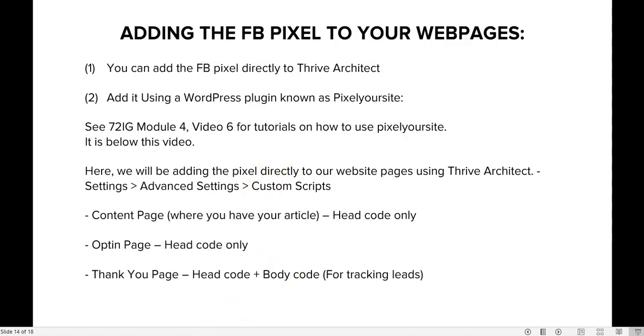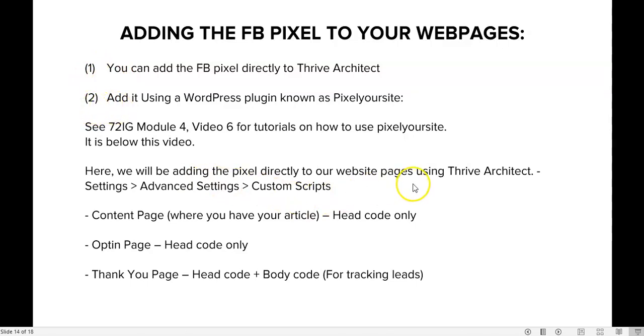But if you don't want to use that method of adding your Facebook Pixel directly using Thrive Architect, the second method of adding your Facebook Pixel to your web pages is by using a WordPress plugin known as Pixel Your Site. And I won't be creating a new video for that, because all you have to do is just go to 72IG module 4 video 6, which is below this video. It's going to show you how you can use Pixel Your Site to add your Facebook Pixel to your web pages. You can only use either of these methods, not both. You can use either this first one or this second one.